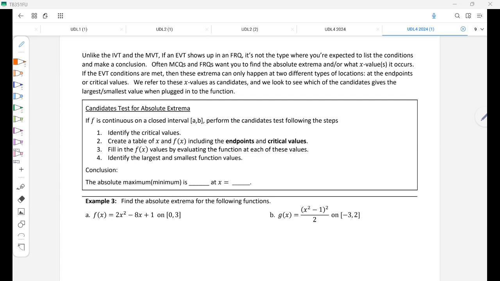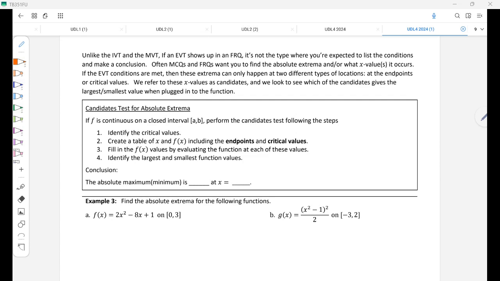Rather than asking you to list the conditions and say that it was guaranteed to happen, those conditions were met. If you thought about them, you probably didn't. Why would you? Those conditions were met. So there was a spot, and it was your job to use Desmos to find when the derivative equaled the average rate of change, the secant line. So MVT goes both ways. Honestly, with EVT, it's usually just find the value. There aren't very many times where it's like, list the conditions, make the conclusion with EVT. It's literally just find the x value where the absolute maximum is, find the x value where the absolute minimum is.